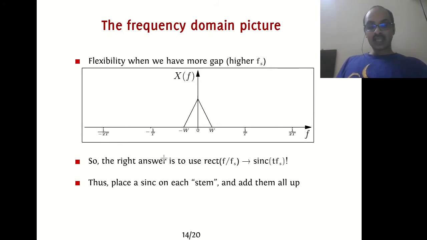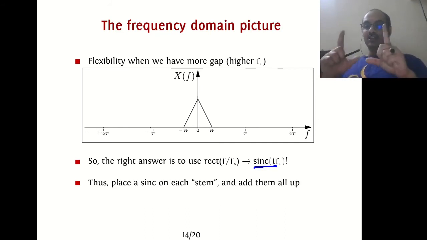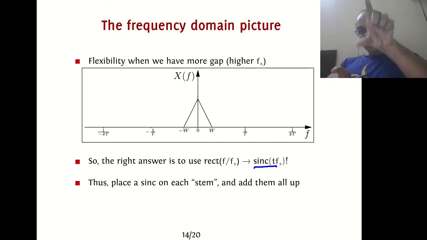So the right answer, when you have been told that the signal was sampled from a band limited signal, is to use rect of f upon fs, which means multiplication by rect of f upon fs in the frequency domain, which translates to convolution with the sinc of t upon T_s in the time domain. So what is the picture that you need to have? The picture that you need to have is that you need to basically place a sinc at every impulsive stick.